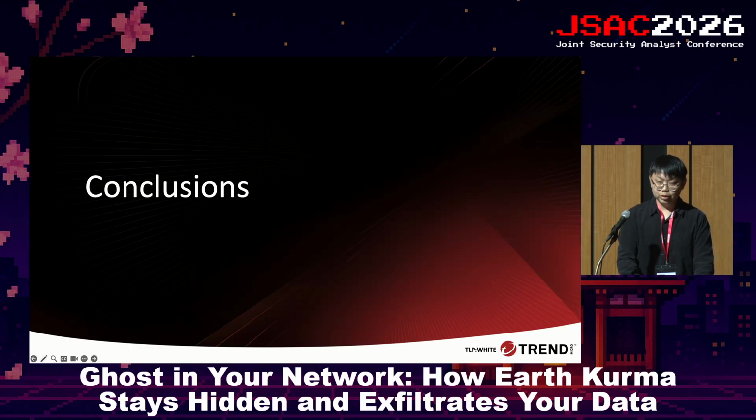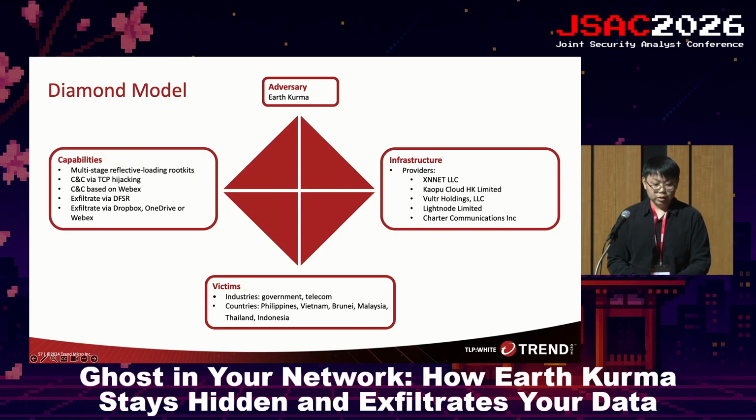So let's go to the conclusions. So here's a diamond model for this group. Let's recap their TTPs. For the adversary, Earth Kurma, it has multiple capabilities like multi-stage reflective loading rootkits, or it does the C&C communication by TCP hijacking or based on Cisco WebEx. And exfiltrates data via DFSR or via Dropbox, OneDrive, or WebEx.